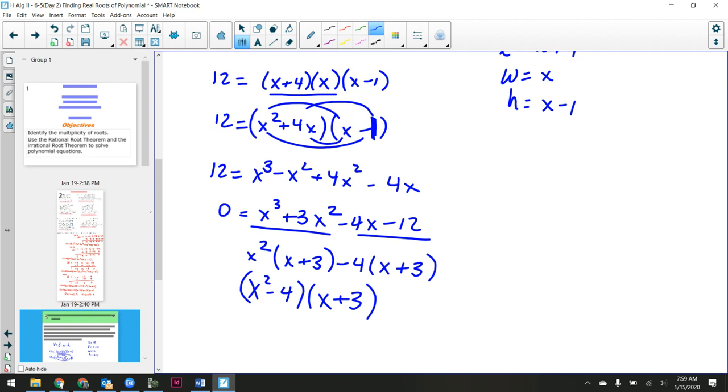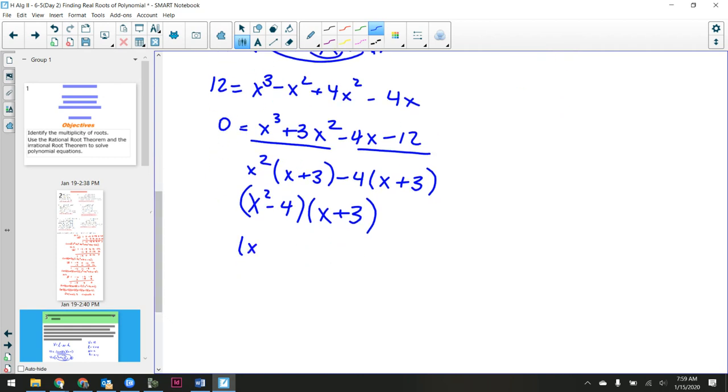What can I do here? What was that, Nathan? Difference of squares. Thank you. X minus 2, x plus 2.